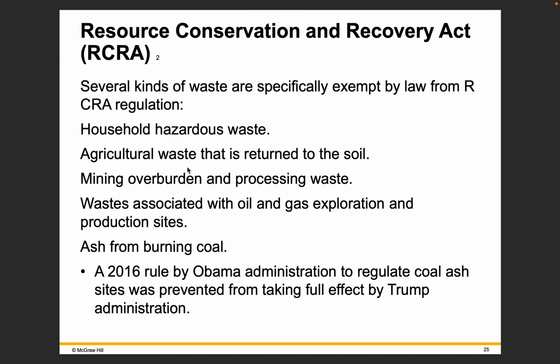Several kinds of waste are specifically exempt by law from RCRA regulation. And that includes hazardous household waste, agricultural waste that's returned to the soil, mining overburden and processing waste, waste associated with oil and gas exploration and production sites, and ash from burning coal. A 2016 rule by the Obama administration to regulate coal ash sites was prevented from taking full effect by the Trump administration that followed.